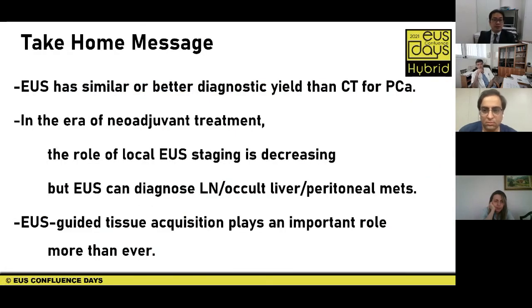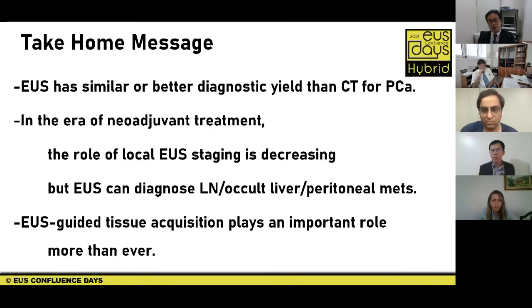So this is my last slide. For detection of the pancreatic mass, EUS has similar or better diagnostic yield compared to CT scan. And I have to emphasize we are in the era of neoadjuvant treatment. The role of local EUS staging is decreasing, but EUS can diagnose non-regional lymph nodes, small occult liver disease or peritoneal mets. So we have to focus on these EUS evaluations, and EUS-guided tissue acquisition plays an important role more than ever. Thank you for your kind attention.